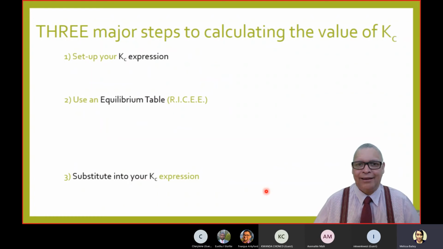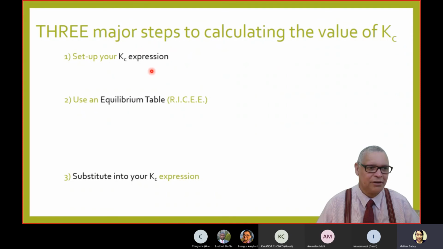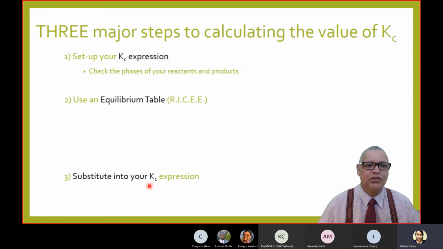So what is our plan? Remember, we said plan your work, then work your plan. The three major steps to calculating the value of Kc. Number one, set up your Kc expression. Very, very important. Number two, use an equilibrium table. Many textbooks call this the RICE table. Some call it the RICEE table, R-I-C-E-E. We're going to talk about what that means. Thirdly, substitute into your Kc expression. Let's take these one by one.